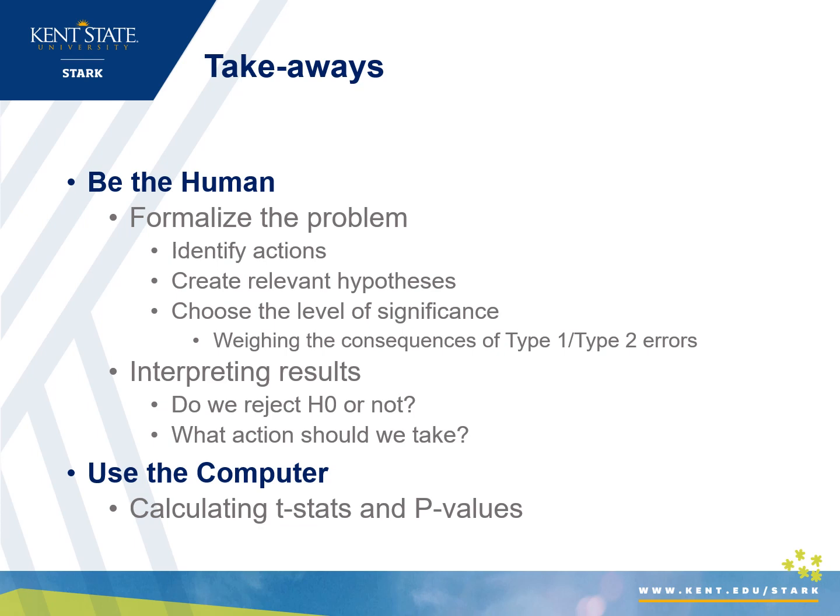So what are the takeaways for this? First, there are a number of human tasks that you must do, which we can divide into two categories. First, when formalizing the problem, you have to decide what the actions are and which action is the default. You have to decide what the relevant hypotheses are. That is, what is the null hypothesis that would justify the default action? What is the alternative hypothesis which would justify the alternative action? What should the level of significance be in light of the seriousness of the consequences of committing a type 1 versus a type 2 error? Second, when interpreting the results, you have to decide if the null gets rejected or not and what action must be taken in light of the results.